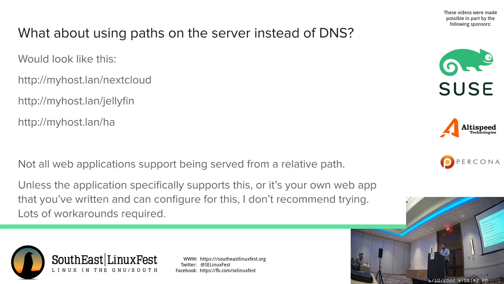If you don't want to set up local DNS, one option that comes up when you're looking for alternatives is using certain paths on one host to serve different applications. So looking like myhost.lan/nextcloud/jellyfin, whatever you have, and Traefik can definitely be configured for this. But unless the web app specifically supports that and can be set to run from a specific path, any URLs used for things like loading images from the server, navigation, stuff like that, won't account for that extra path in the URL that you're giving it, and it's just going to fail.